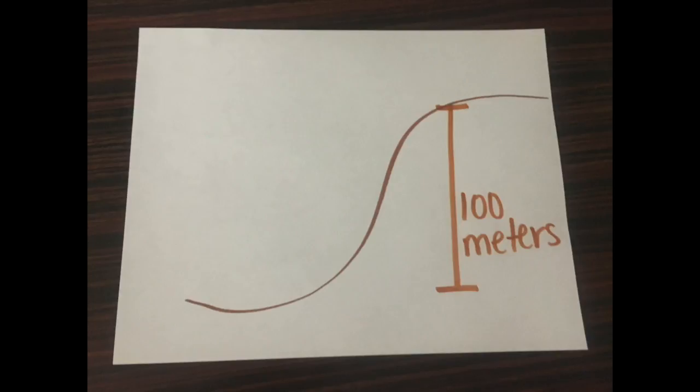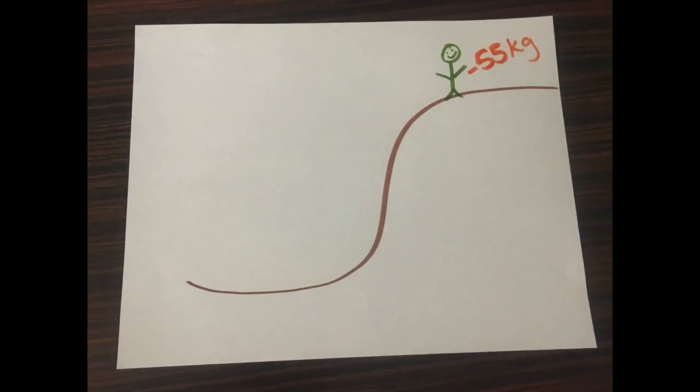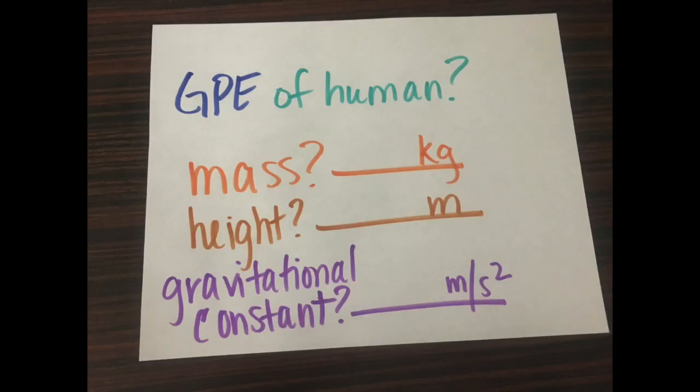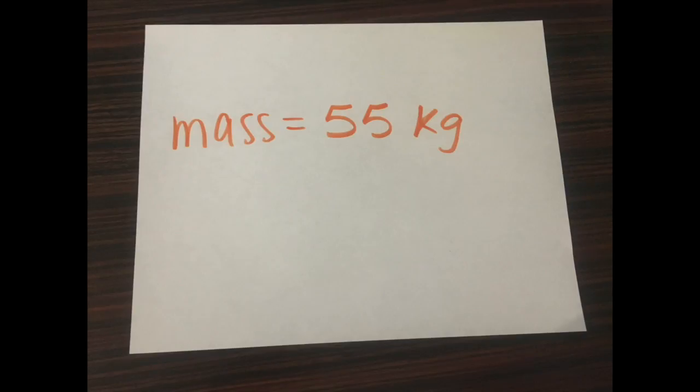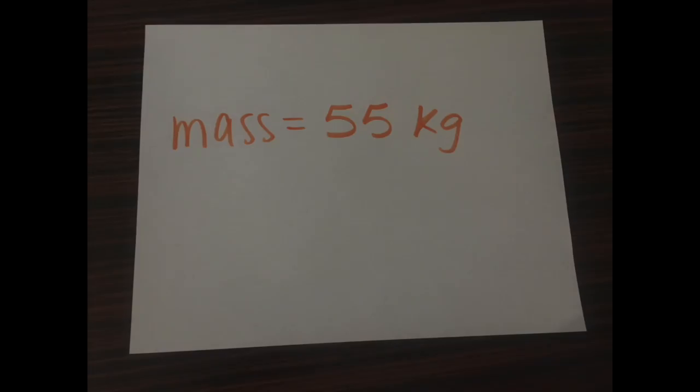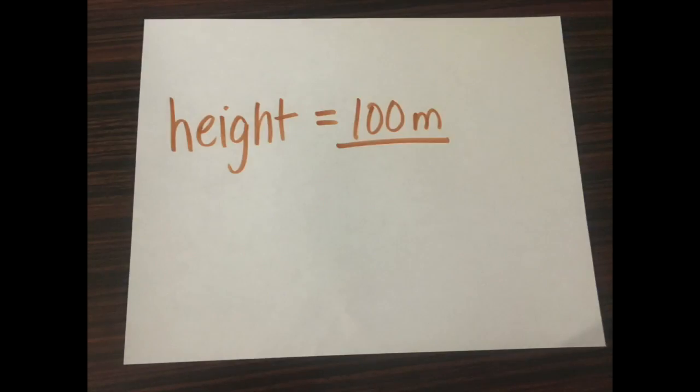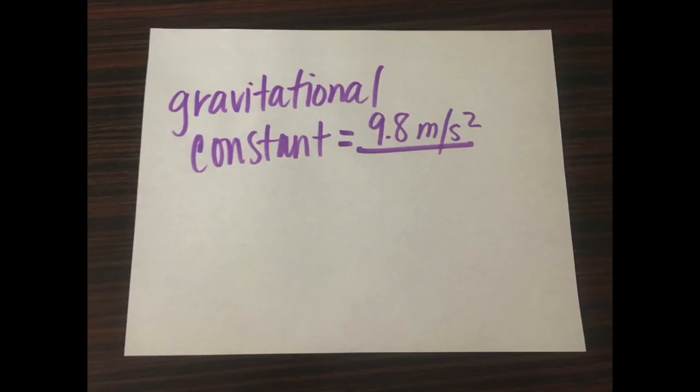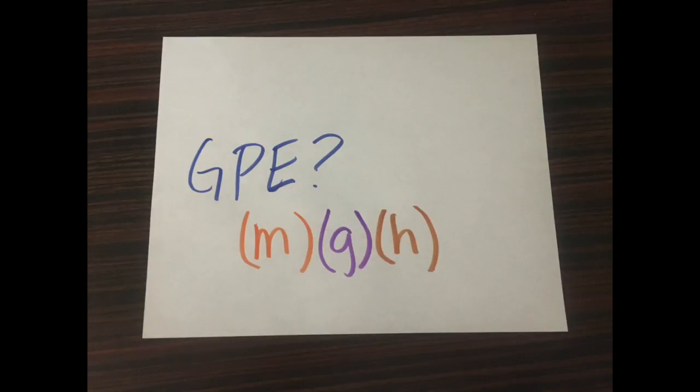Now let's try a problem ourselves. Let's say that there's a hill that is 100 meters tall. On the top of this hill, there's a human that's 55 kilograms, or about 120 pounds. What is the gravitational potential energy of this human? First, we need to find the mass, the height, and the gravitational constant for this human. So his mass, like we said before, was 55 kilograms. The height of the hill is 100 meters, and the gravitational constant is the same as always, 9.8 meters per second squared. So how do we find gravitational potential energy again?